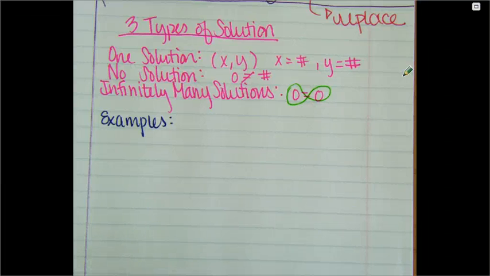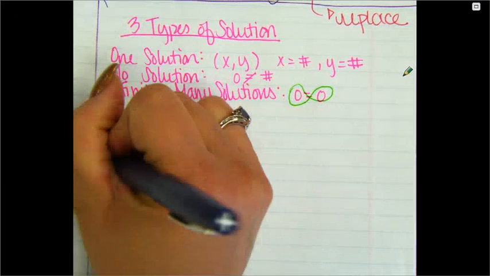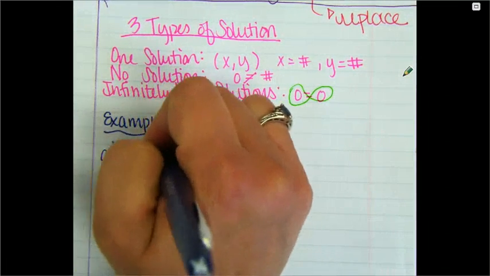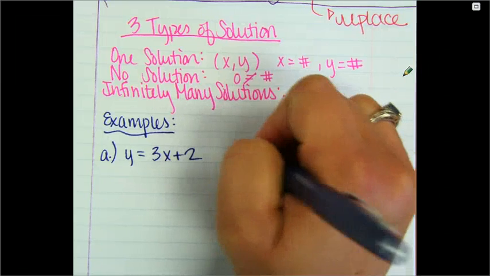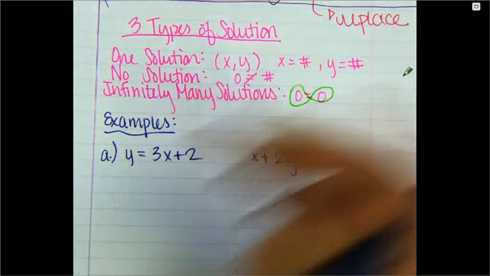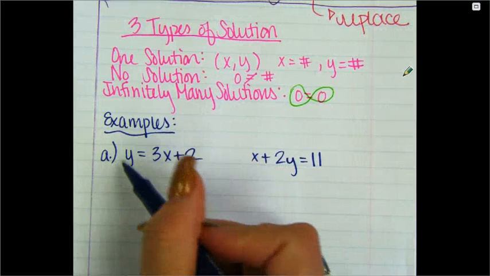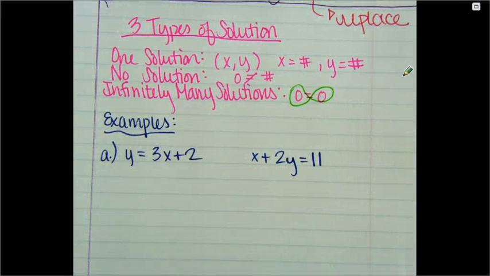All right, examples. First example: y equals 3x plus 2, and x plus 2y equals 11. For substitution, we're only going to substitute when we have one of the equations solved for x or solved for y. If they're not solved for x or y, it's just a lot of work. If it's already solved, then it's easy to substitute.